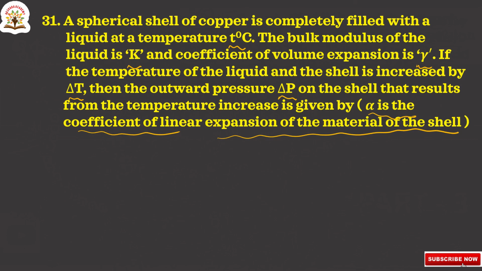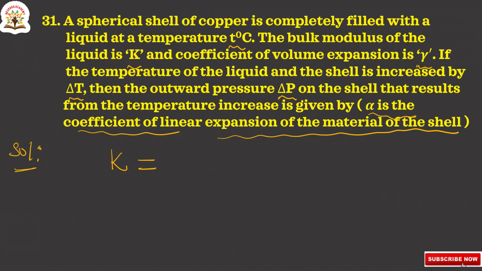Okay, now here they given a spherical shell of copper is completely filled with a liquid at temperature T degree centigrade. Bulk modulus of the liquid is K and the coefficient of volume expansion is gamma, and the temperature of the liquid and shell is increased by delta T. Outward pressure is delta P. Okay, now let us go to the solution.